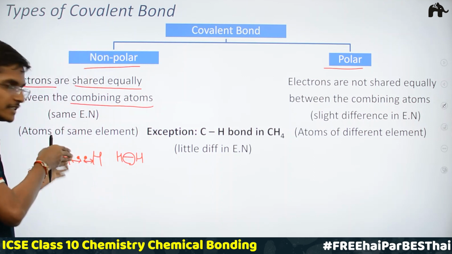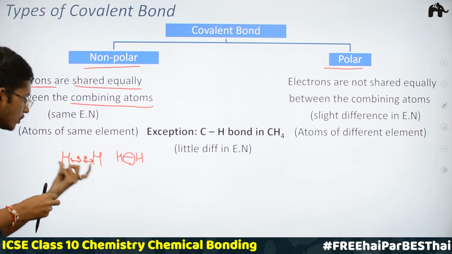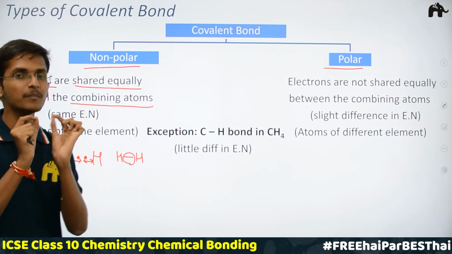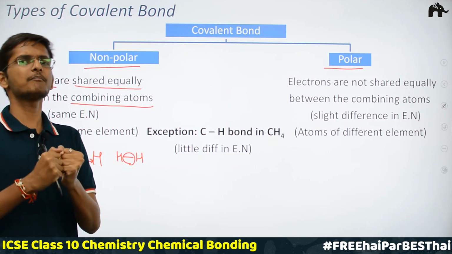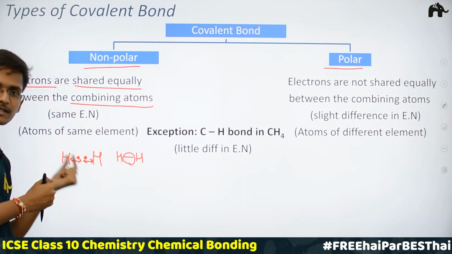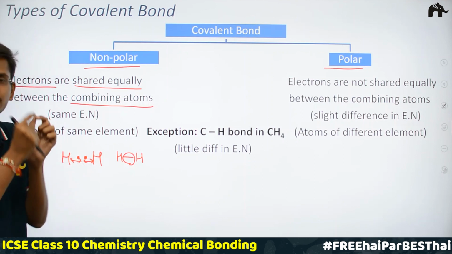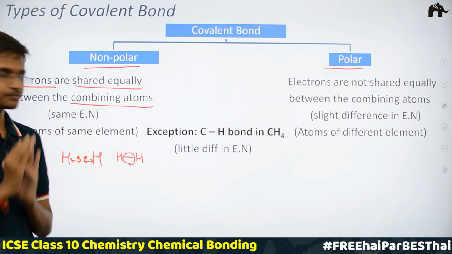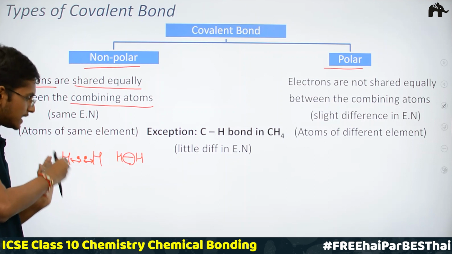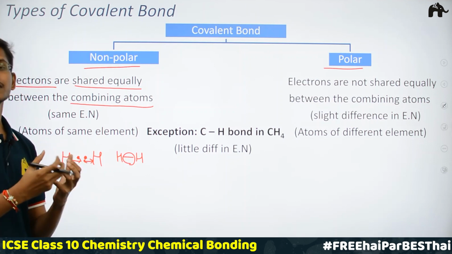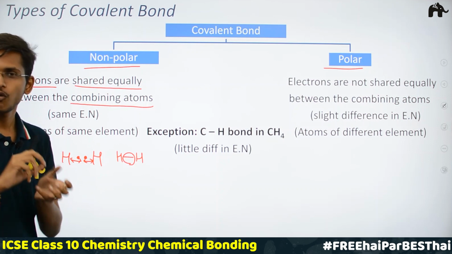That's what is happening with this H2 molecule. Both the hydrogen atoms are pulling this shared pair of electrons with the same power, with the same extent. So that's why this shared pair of electrons is lying in between, in the middle of both the atoms. Now, since they are pulling that shared pair of electrons with the same extent, what does this mean?